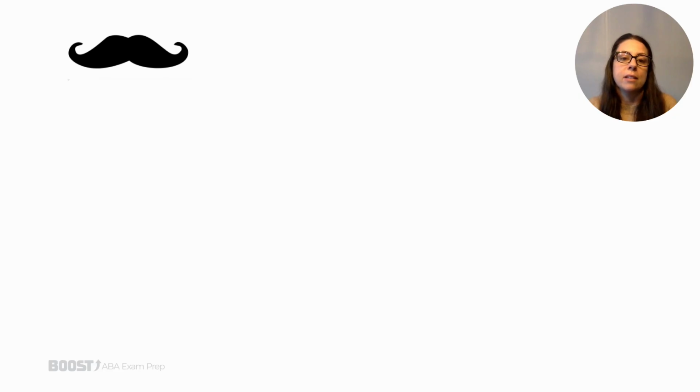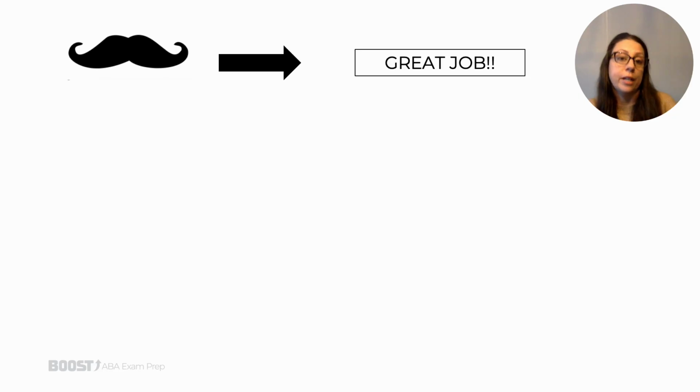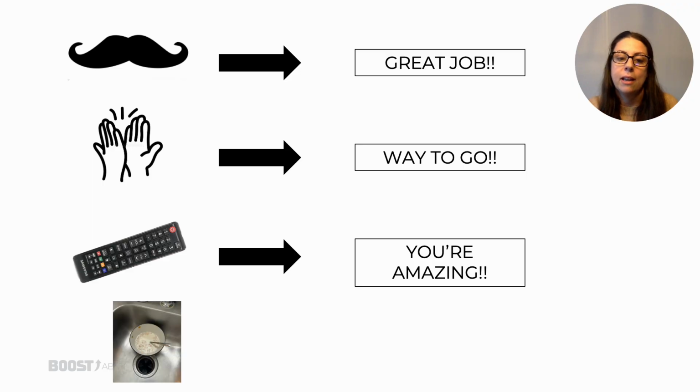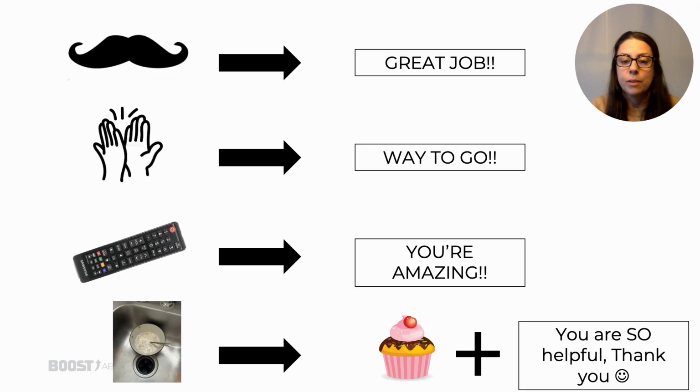So first, mom asks him to make a milk mustache. Great job. High five, way to go. Go get me the remote control or the TV control. You're amazing. And then go put your bowl in the sink. And maybe some higher quality reinforcer and yay, you did it, or whatever the praise statement is.